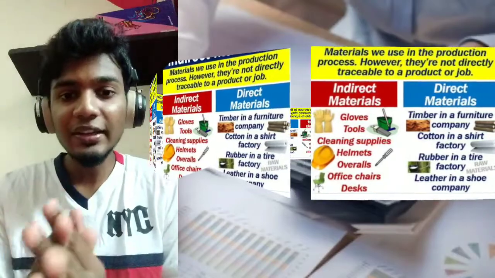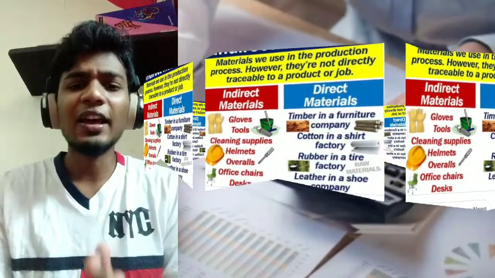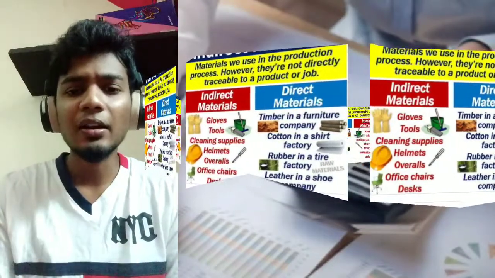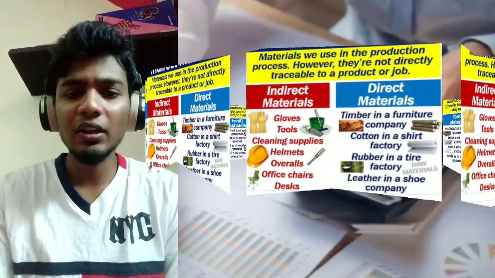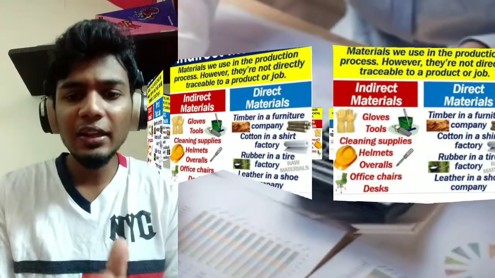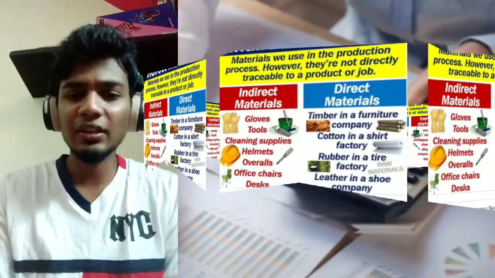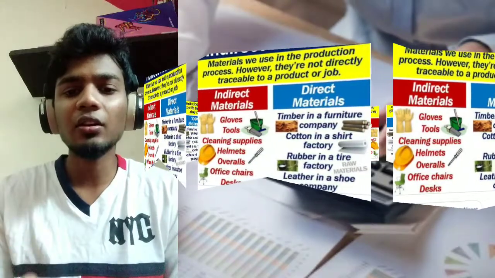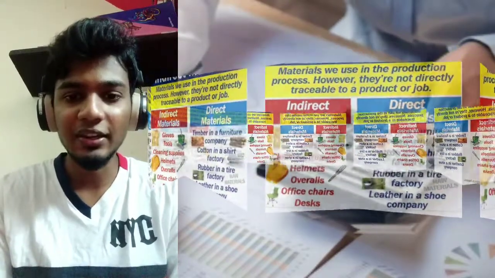When it comes to indirect material, what is indirect material? Materials which are not the main part of the product, but just a supporting part. Which means, for example, the maintenance of machinery and things such as lubricant. So these are good examples of indirect material.